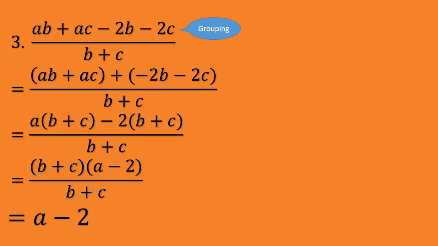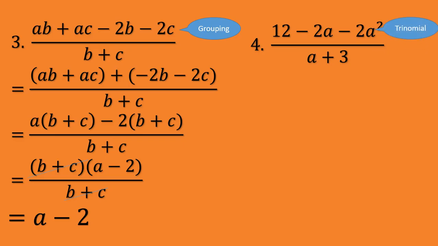In my next problem, we've got 12 minus 2a minus 2a squared. Clearly, this is a trinomial on top, and the denominator is a plus 3. Once again, no cancelling, so we'll have to factorize the trinomial on top. And the method that we have done previously is we find the factors of the first term, which is 12, they are 4 and 3. The factors of the last term, which is 2a and a, or 2 and 1.